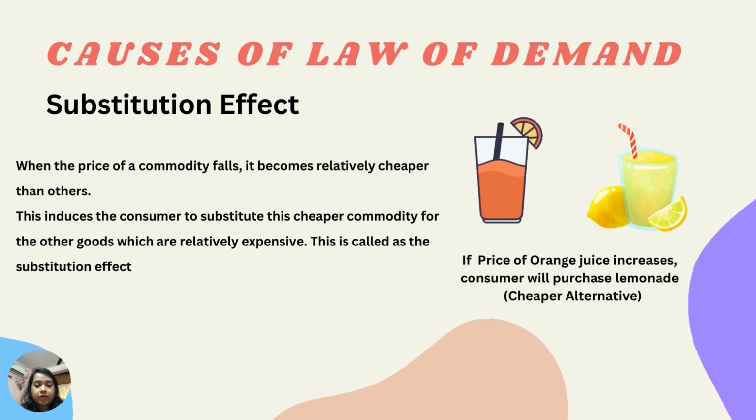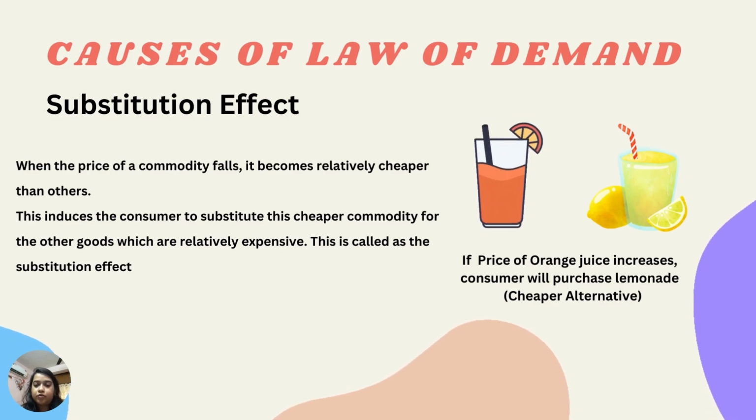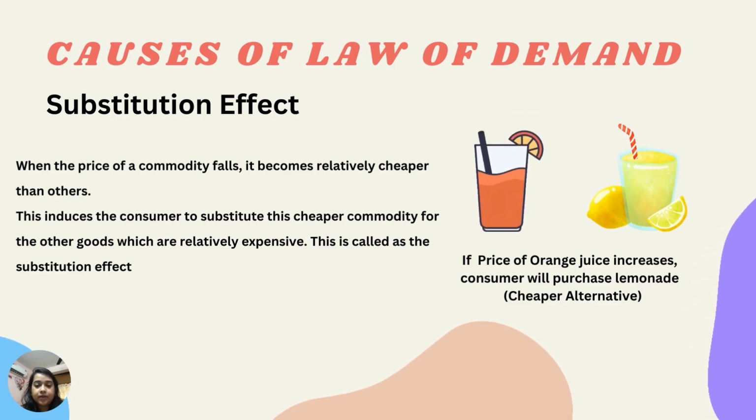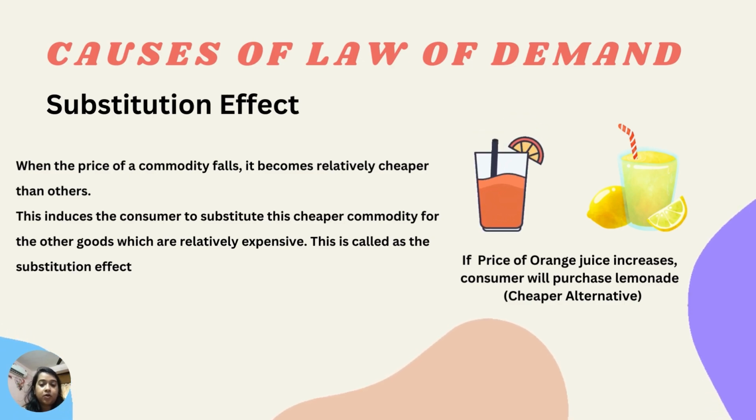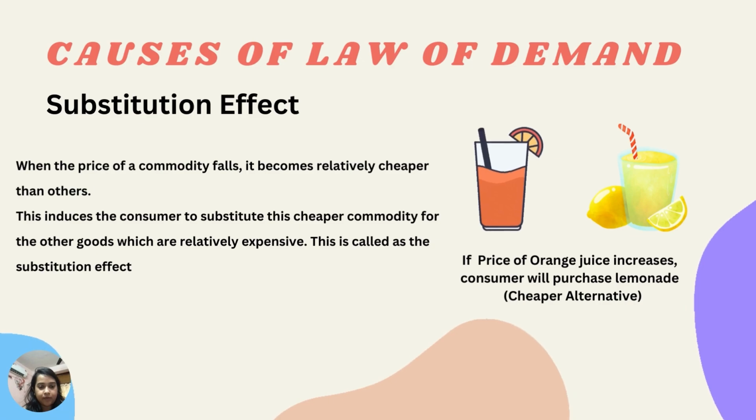Now we look into the substitution effect. Suppose you have a liking for, say, orange juice, and the price of orange juice suddenly increases. Obviously, when it increases, you will look for cheaper alternatives. A cheaper alternative might be lemonade, so you will be inclined to purchase lemonade. When you are inclined to purchase a commodity which is much cheaper than what you were buying before, this is known as the substitution effect.